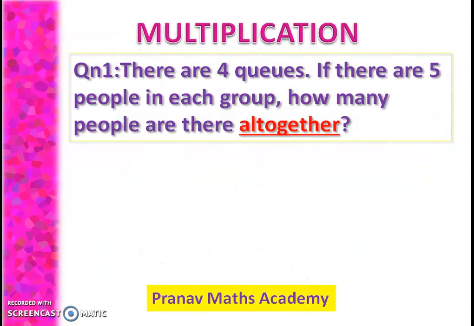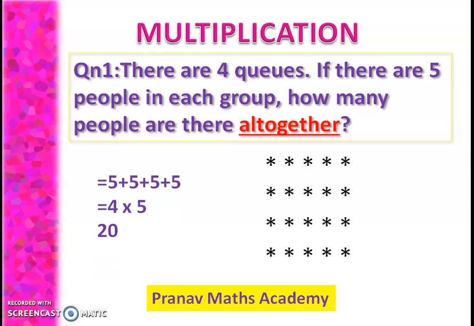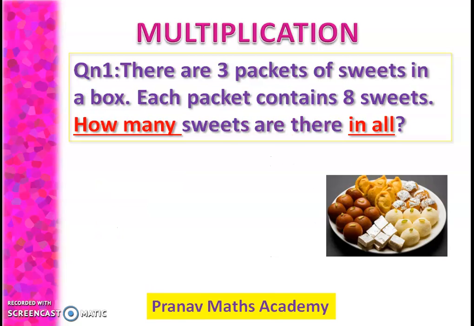First question is, there are 4 queues. If there are 5 people in each group, how many people are there altogether? The word altogether here indicates it is of multiplication type. Here you can draw a diagram to understand it better. There are 4 queues, therefore 4 rows of data are needed. 5 people are there in each group, so 5 stars you can draw. Then totally we get how many? We get 4 into 5, that is equal to 20. 20 people are there.